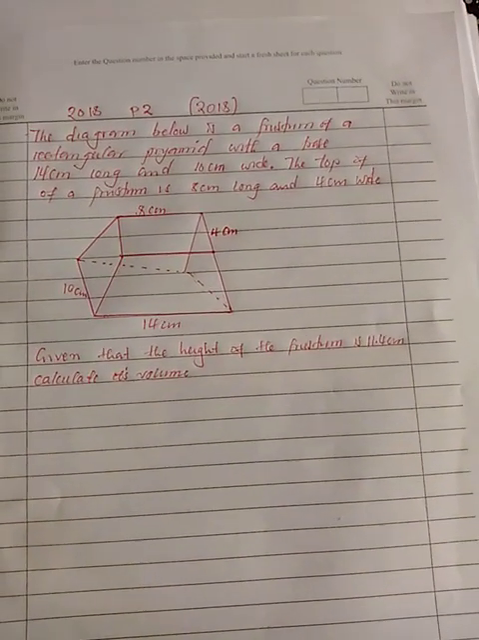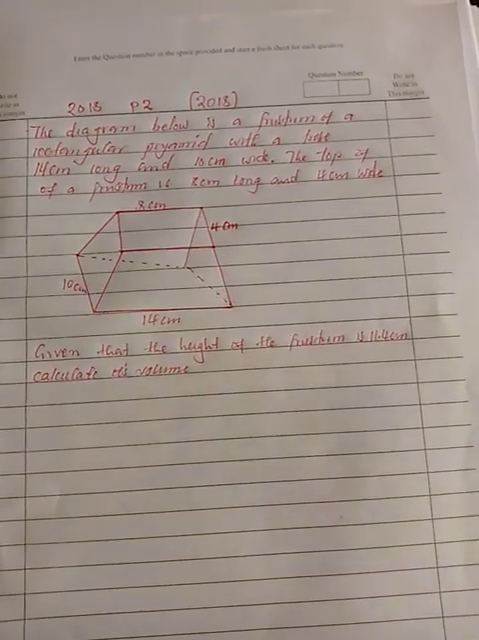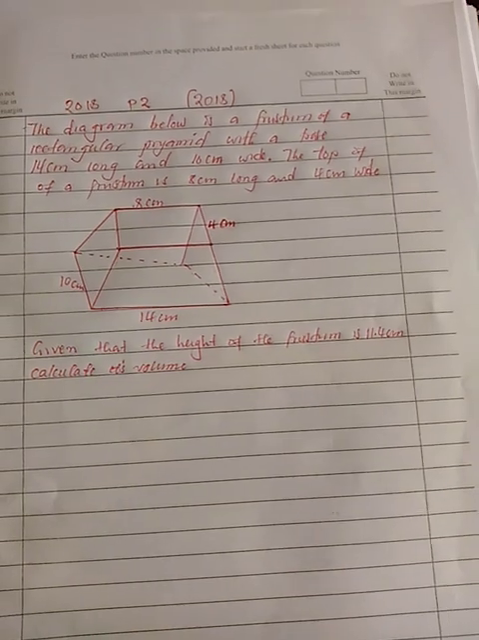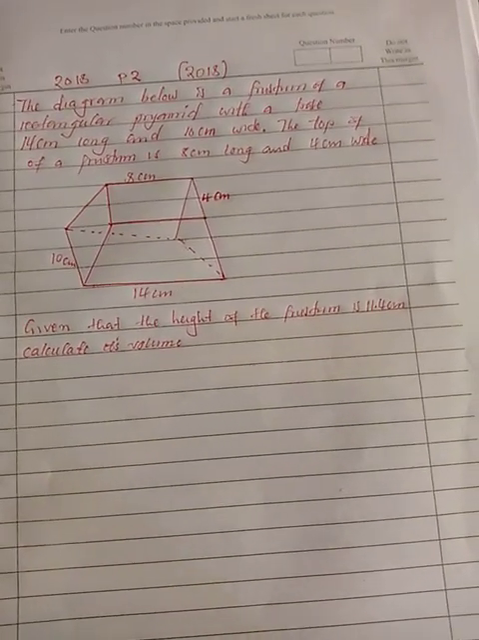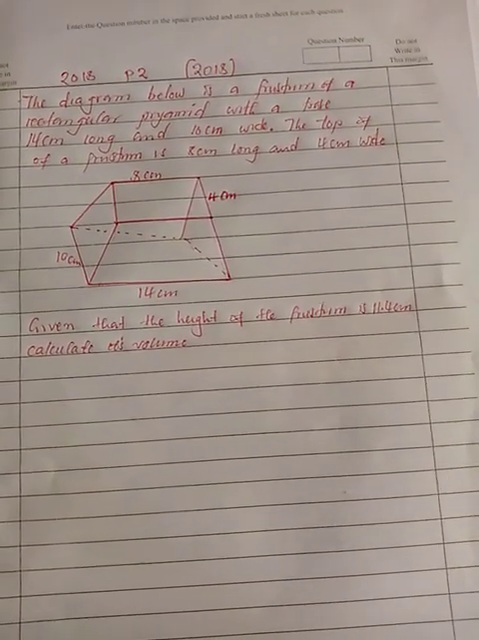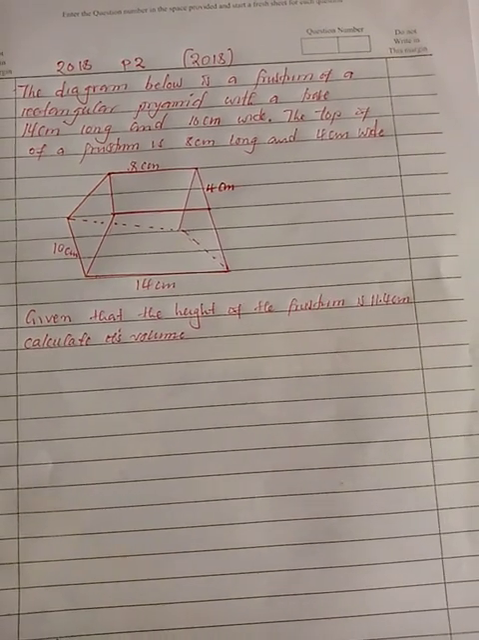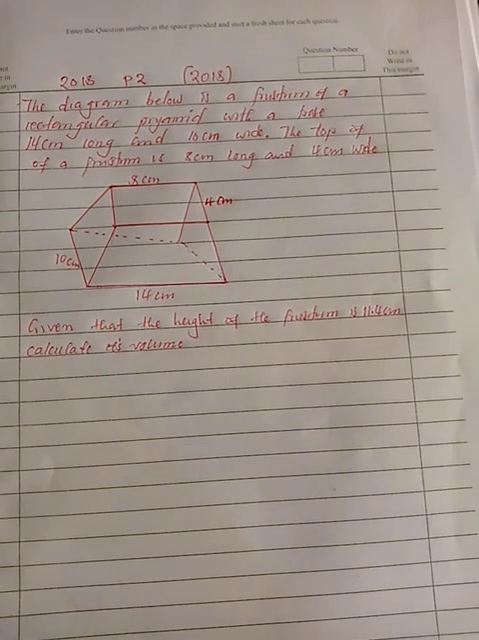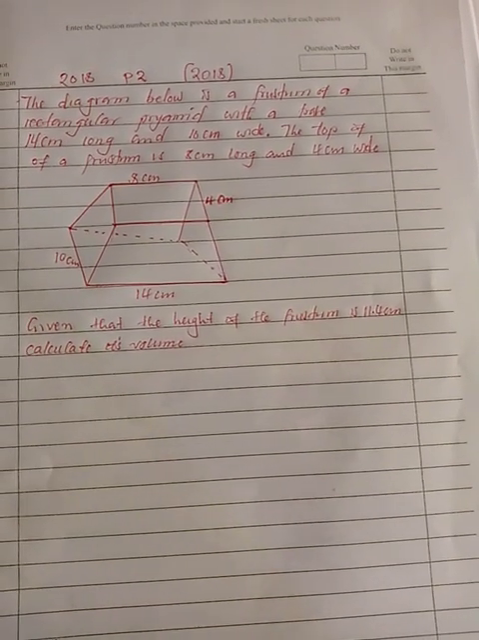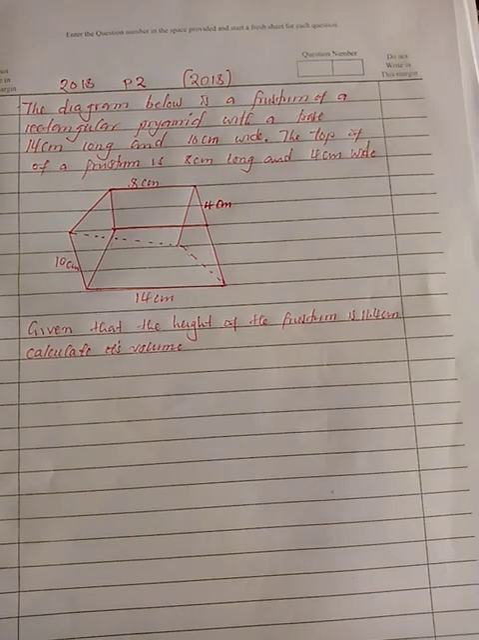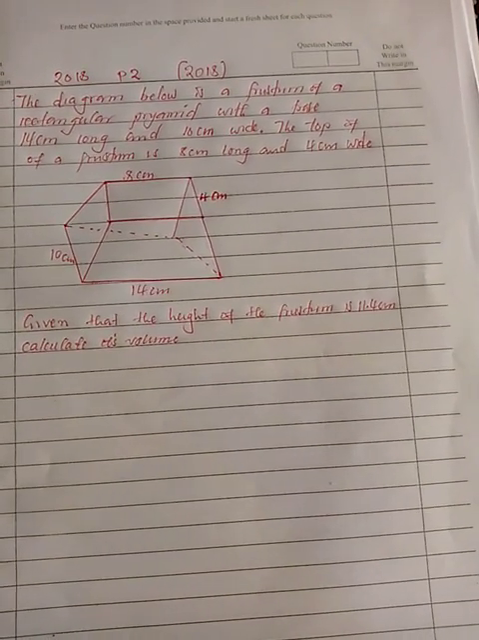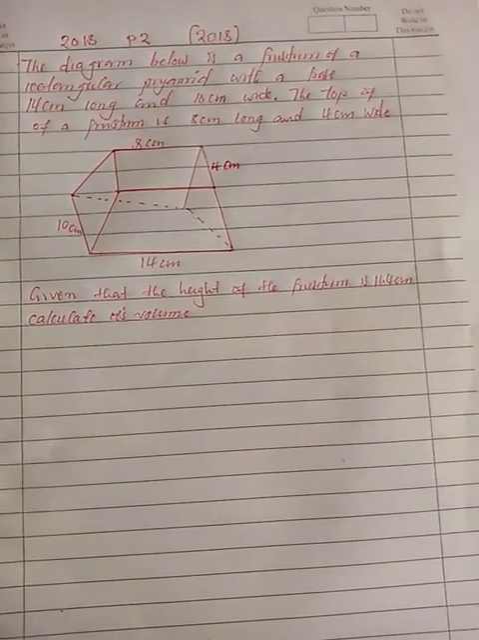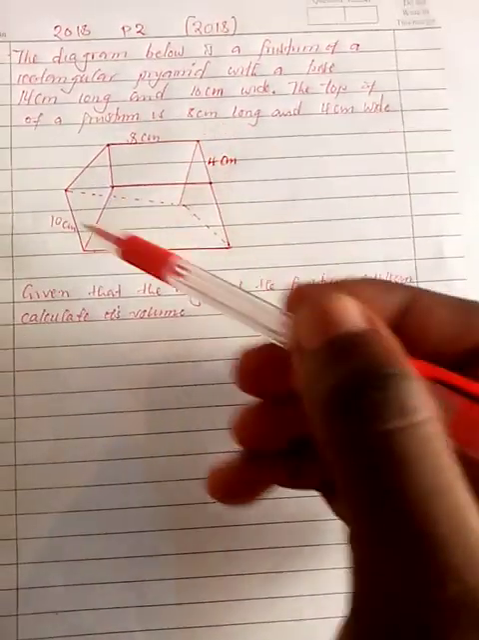This is a question of mensuration, paper 2, still dealing with the rectangular pyramid. It came in 2018, this question. It says the diagram below is a frustum of a rectangular pyramid with a base 14 centimeter long and 10 centimeter wide. The top of a frustum is 8 centimeter long and 4 centimeter wide. Now this is the diagram here.